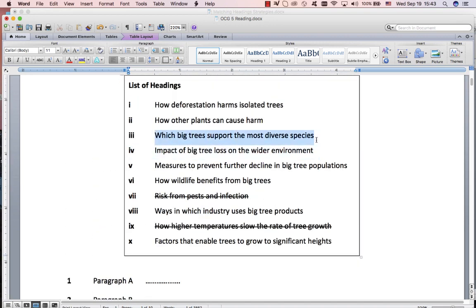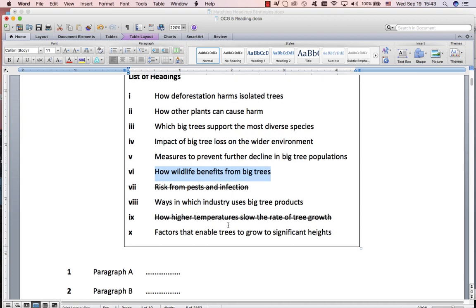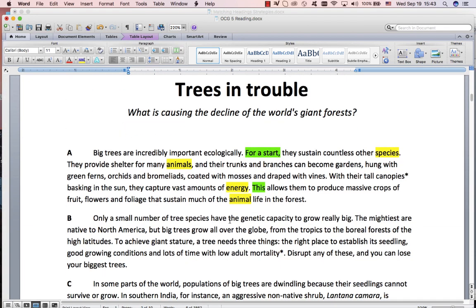So with this one, it's a deliberate attempt by IELTS to trick you. It's a false heading. That one is the one that I can quite confidently go for. How the wildlife benefits from the trees. We can check that. The trees provide shelter. The trees capture energy, which allows them to make food for the animals.